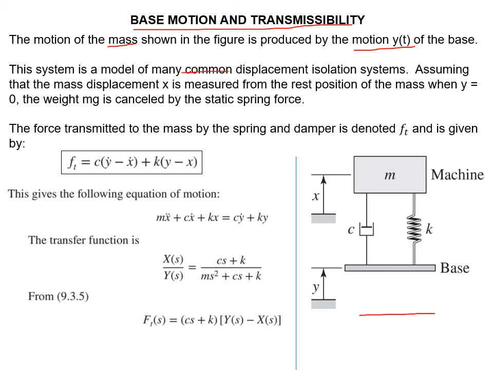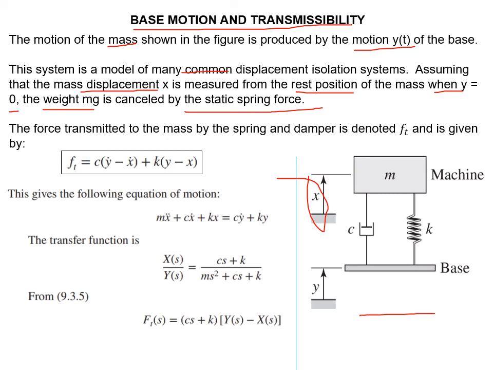A couple of assumptions that we'll make: we're going to assume that the mass displacement is x, as we can see right here, and this is going to be measured from the rest position of the mass when y is equal to 0. We also note that our weight mg is canceled by the static spring force, and we can prove this to ourselves.